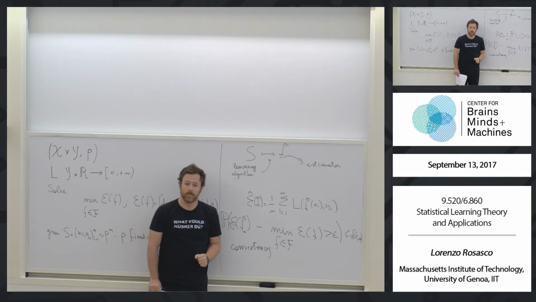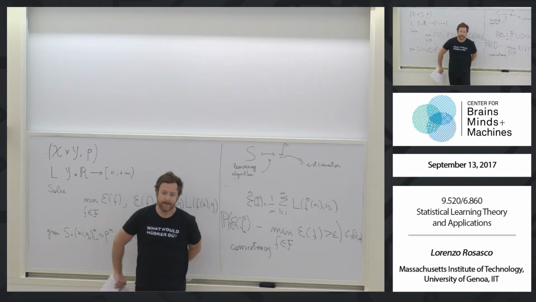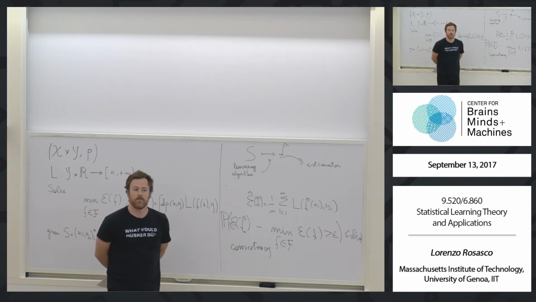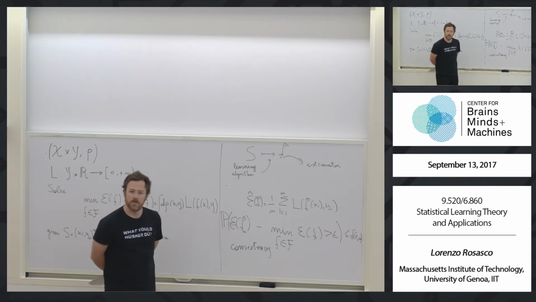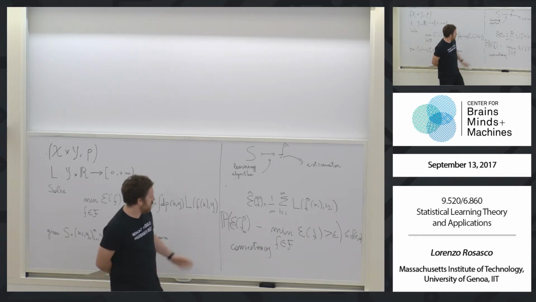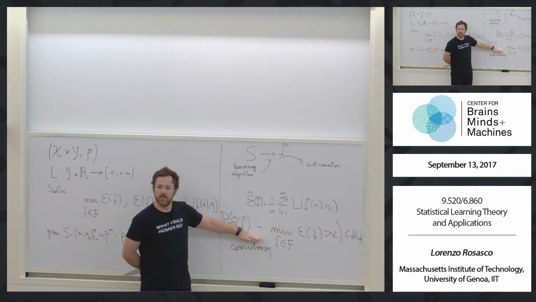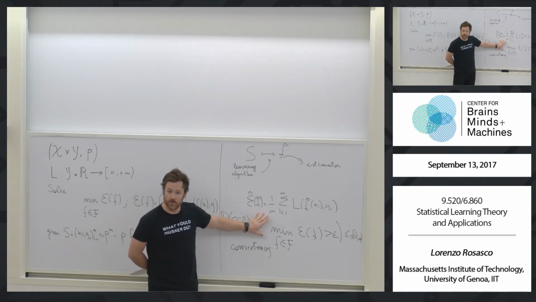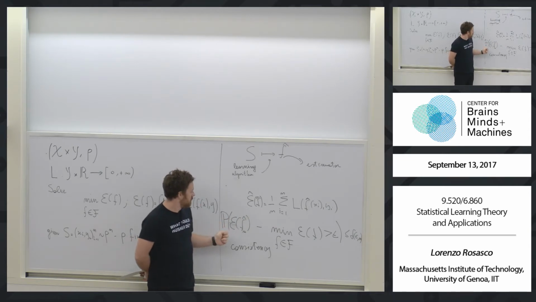Why don't I do what? I mean, this is one possibility. Another thing you can do is put an expectation, or you could put almost sure convergence. What do you mean, normal convergence? It's a random variable.